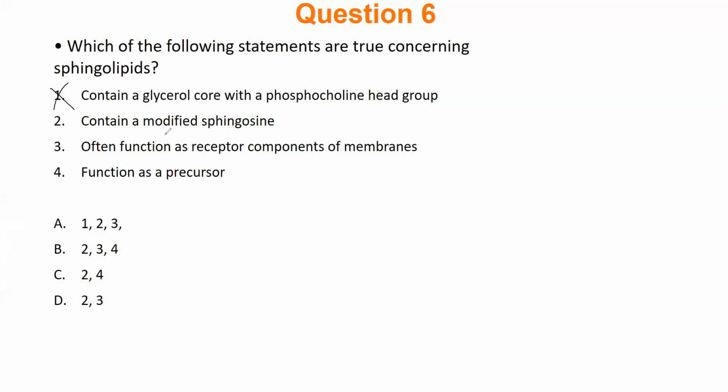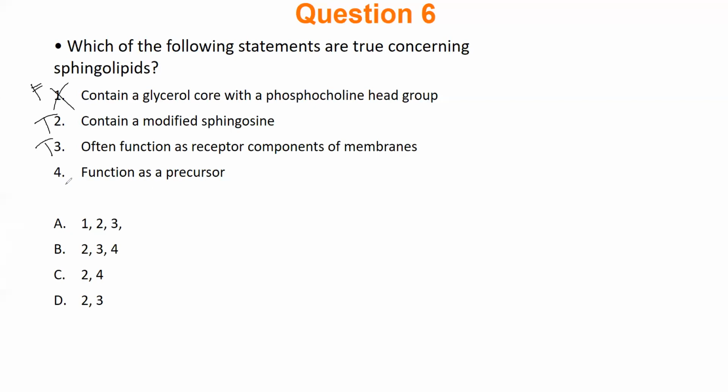Statement 2: they have a modified sphingosine. That's true, right? That is the backbone of the sphingolipid. They have a sphingosine that has a fatty acid attached to it and usually some other head group attached as well. So yes, they have a modified sphingosine. Statement 3: often functions as receptor components of membrane. We didn't talk about that, but they are in the membranes. And yes, they are usually some kind of receptor component. Usually things bind onto these lipids. So that's true.